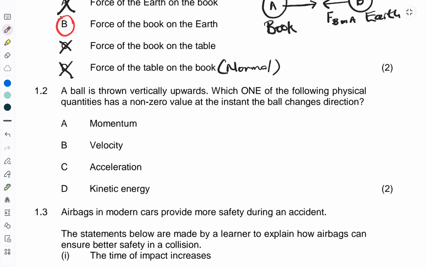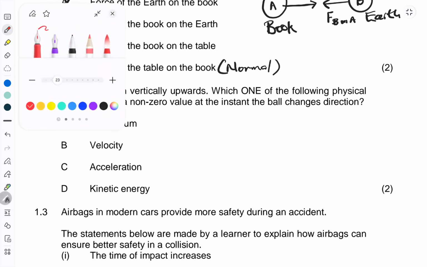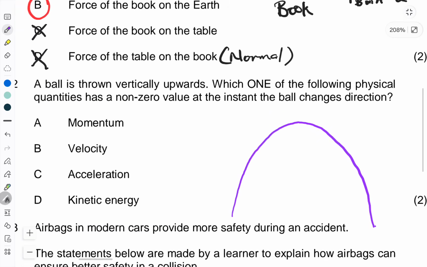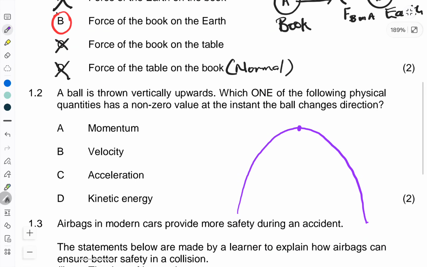You have a ball that is thrown vertically upwards. We are being asked which one of the following physical quantities has a non-zero value at the instant the ball changes direction. Let's draw this situation. Remember, this is like a vertical projectile. You throw a ball up, it reaches a maximum point and it comes back. So we are being asked at this point, which one of these physical quantities will be zero?